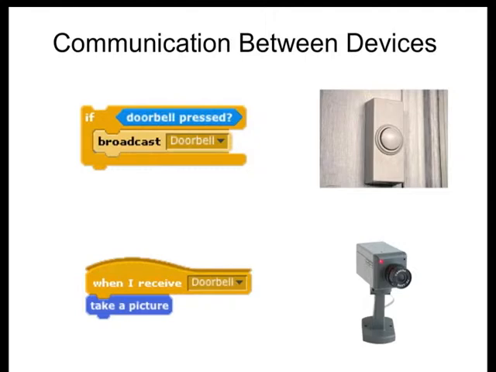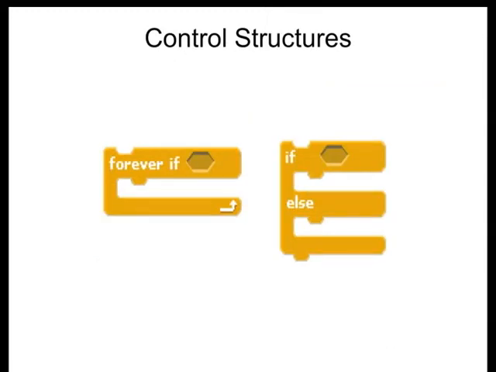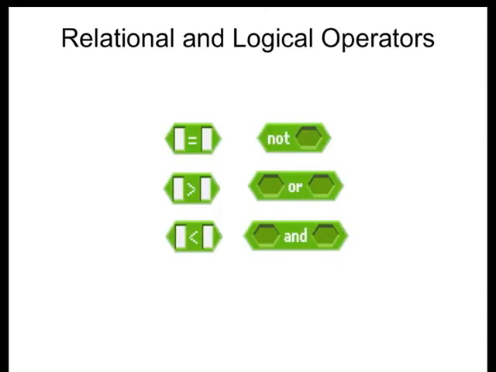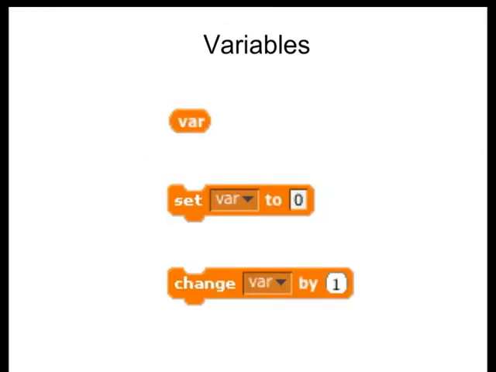So over here, we have a doorbell broadcasting the doorbell message when its button is pressed, and a security camera that is listening for that message, and when it receives that message, it's going to take a picture, presumably of the person's face in front of the door. So just like any other programming language, Scratch has the same types of primitives, such as loops, if statements, relational and logic operators, math operators, and variables that you can set or increment.